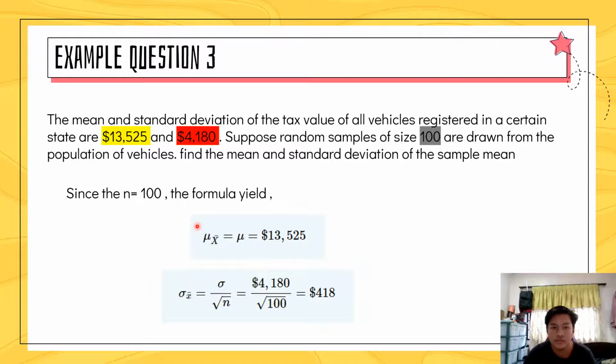So next we are going to example question 3. So the question is: the mean and the standard deviation of the tax value of all vehicles registered in a certain state are $13,525 and $4,180. Suppose a random sample of size 100 is drawn from the population of the vehicles. Find the mean and the standard deviation of the sample mean.